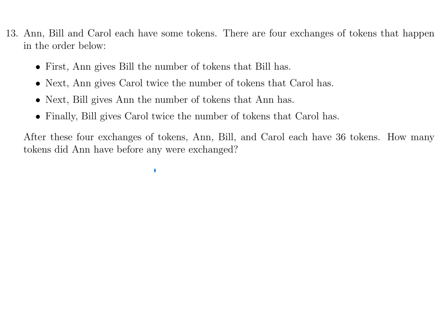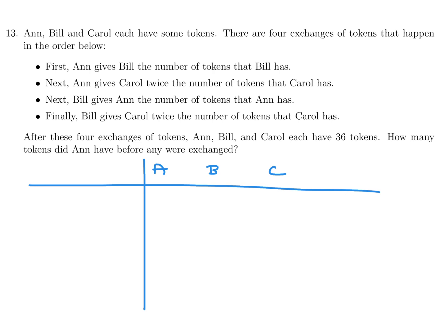Okay, so we've got to make a little table and talk about this carefully. Okay, so Ann, Bill, and Carol I will label as A, B, and C.